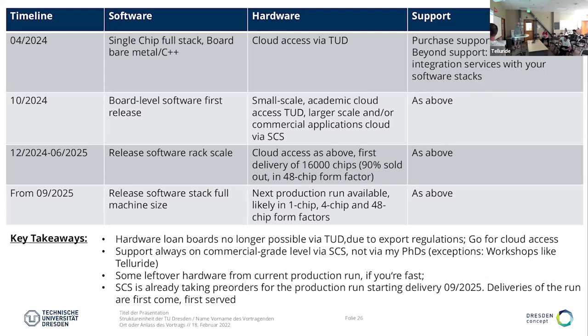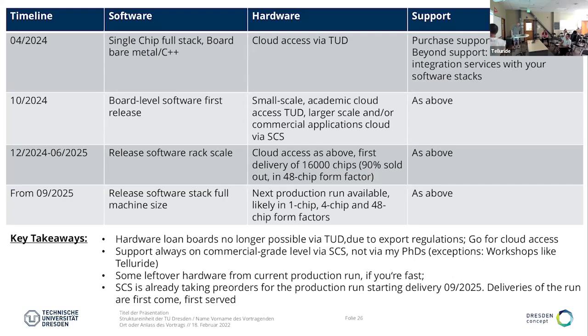Then basically from end of this year, we're actually delivering the first 16,000 chips. So that's about 4 racks or 3 3/4, which are already 90% sold out. You ask me why 60,000 chips? This has to do with some very weird funding restrictions at TU Dresden. The first production run was limited, right? So those are already gone. If you're fast and order boards, then you can probably still get something out of those 10%.